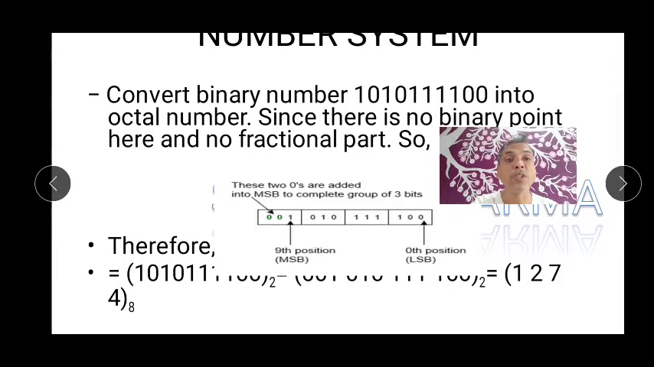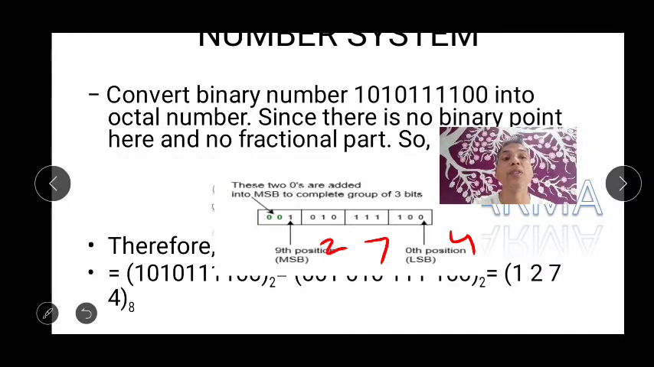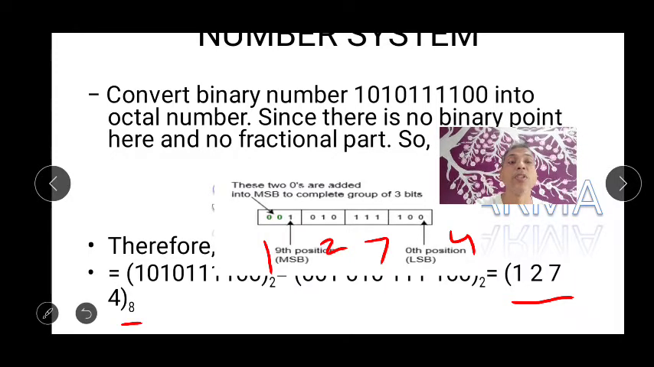Now can you see, this is 4 in binary, this is 7 in binary, sorry. Whatever I'm writing here is in octal. This is 2 and this is 1. So your answer will be 1 2 4 in octal. So I hope you understood.